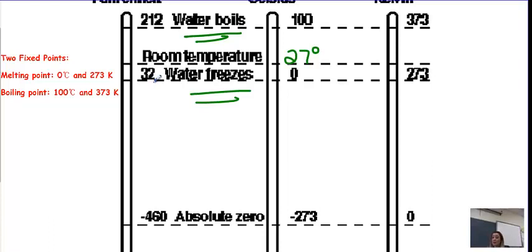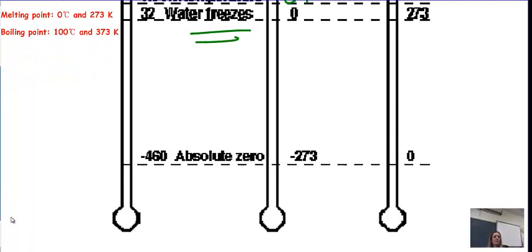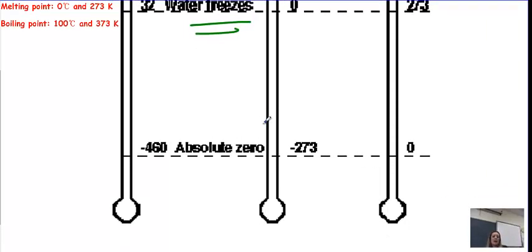Water freezes at 32 degrees Fahrenheit. That's what you guys are used to. Okay, freezing, 32 degrees. But it's actually 0 degrees Celsius. And then here's absolute zero, way, way down here. This is when all particle motion stops. And we will never actually be able to reach that. Otherwise, if we did, we wouldn't be here.